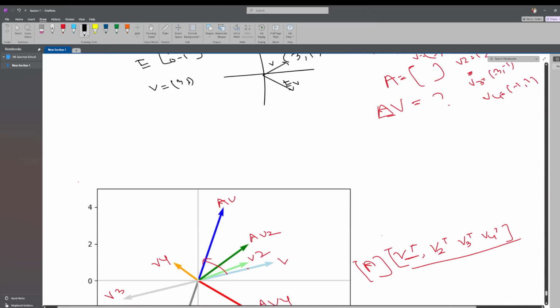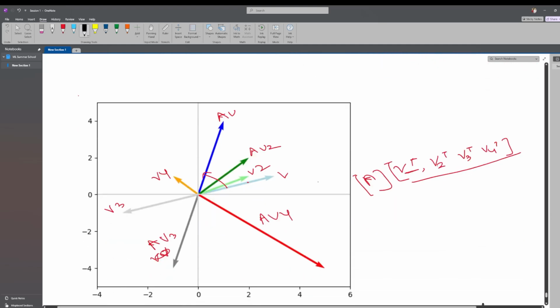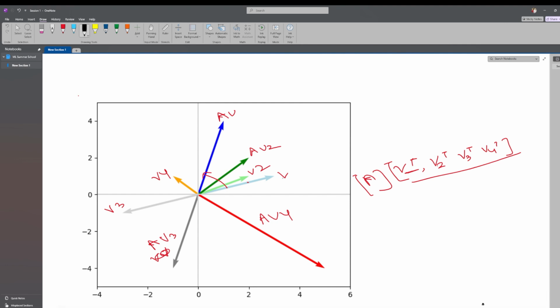So if you just look into this image, what does it refer to? You will understand. For example, it was v, right? Okay, after that, if you multiplied A with it, Av, now if you just compare them, you have to mention how much this v has stretched.